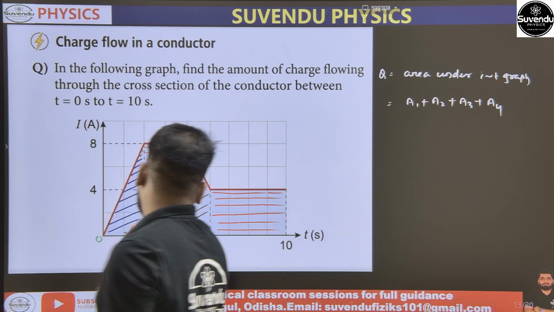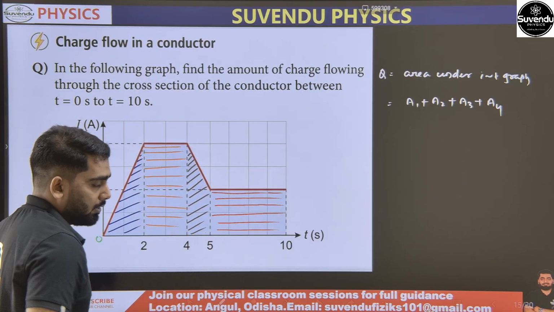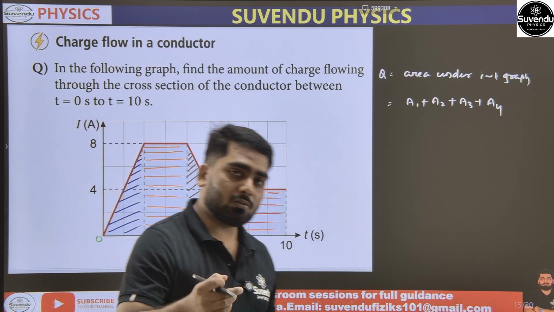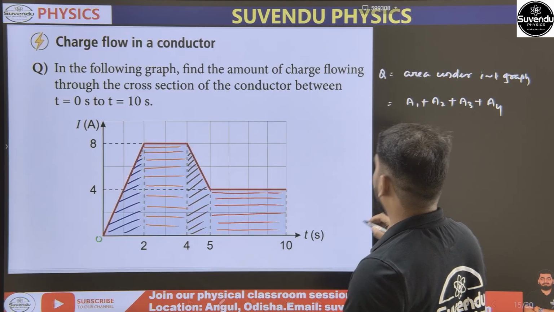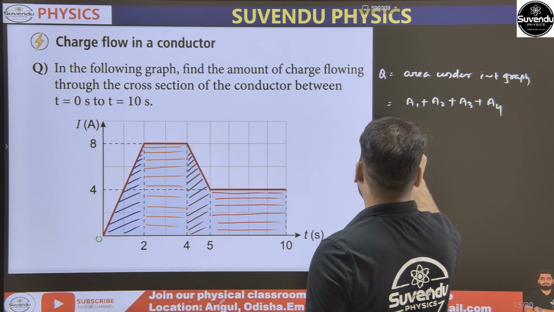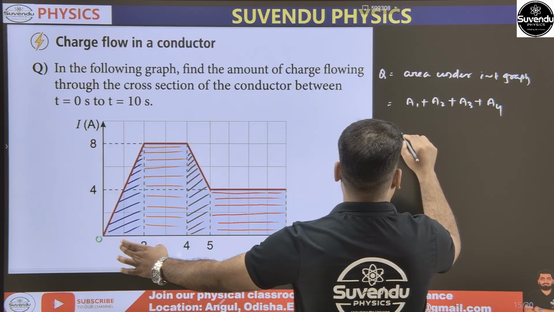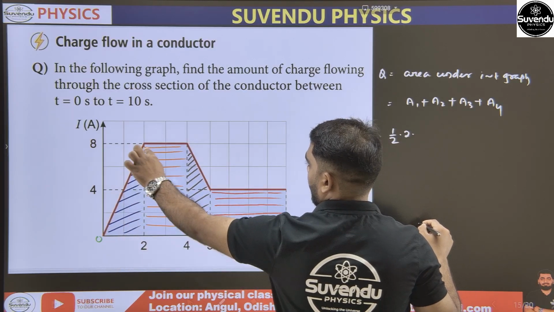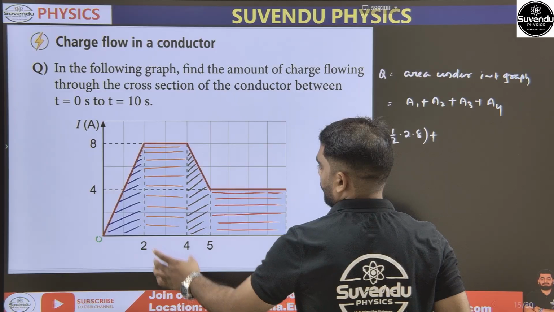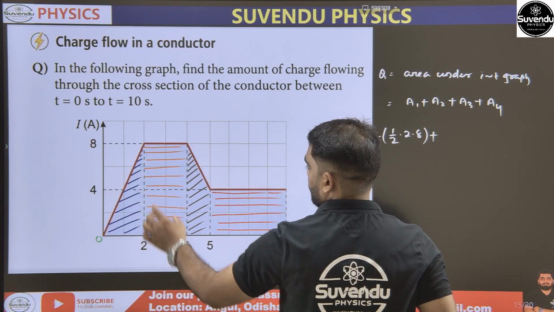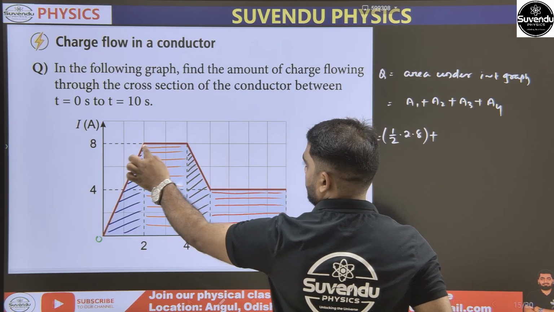The graph that lies below the negative y-axis means we have to take the area as negative. So as per the question, what is A1? Half into base into height is 8. A1 is finished. What will A2 be? L into B. So 4 minus 2 is 2 and this value is 8.